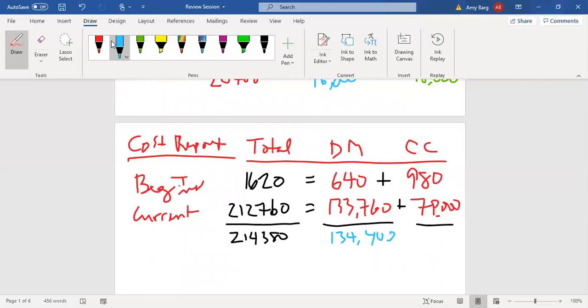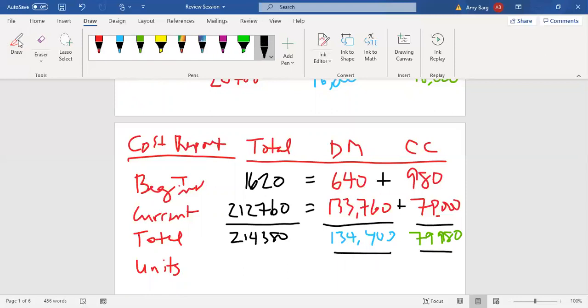And if we add the conversion costs up, we get 79,980. Now, this is the total. What we're looking for is a cost per unit. So to find a cost per unit, we have to divide by a unit. We have a cost, right?